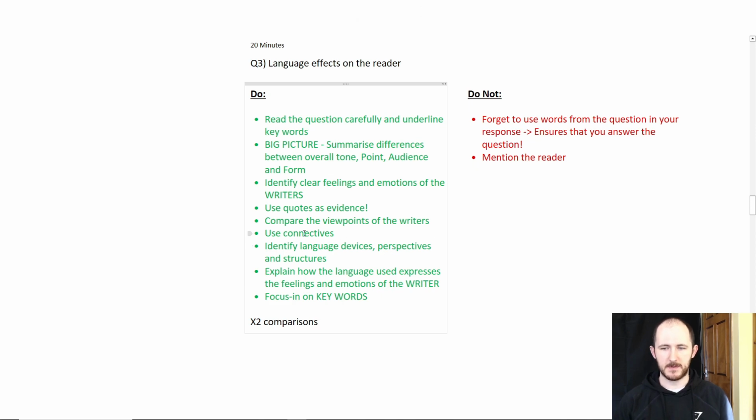Identify language devices, perspectives and structures. We've gone through that. Explain how the language used expresses the feelings and emotions of the writer themselves. And focus in on key words. Again, just like in question 2. And don't forget to use words from the question. And don't mention the reader this time, okay? This is actually about the writers themselves.